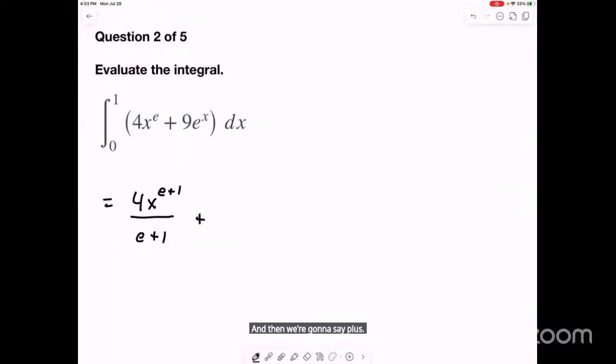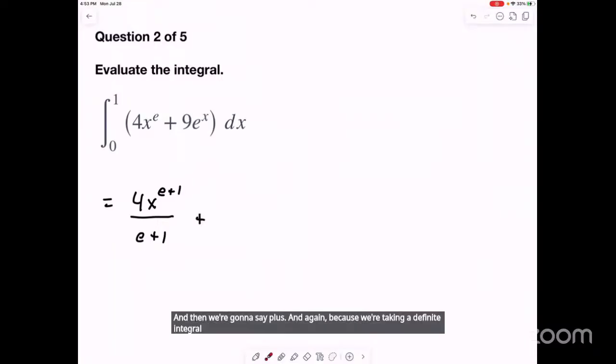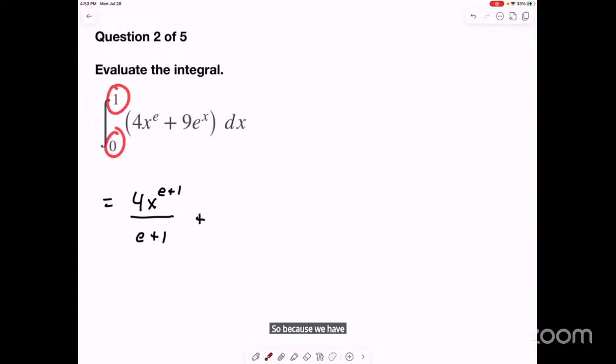And again, because we're taking a definite integral, meaning we have these endpoints, we don't need the constant of integration. We don't need that plus c. So because we have this, we don't need the plus c. Okay. The integral of e to the x is itself, I think divided by the coefficient a.